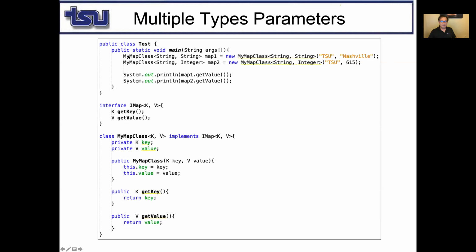And now when I create my map class with string and string, that means K is string, V is string. That means my key will be a string and my value will be a string. And I create an instance just like this with angle brackets here. So key is TSU, value is Nashville for map 1. And then I create map 2, this time string and integer, key is TSU, value is 615. When I say get value, it's going to print Nashville. When I say get value, map 2 is going to print 615.